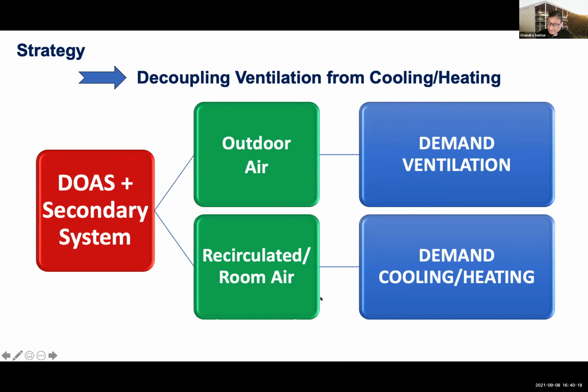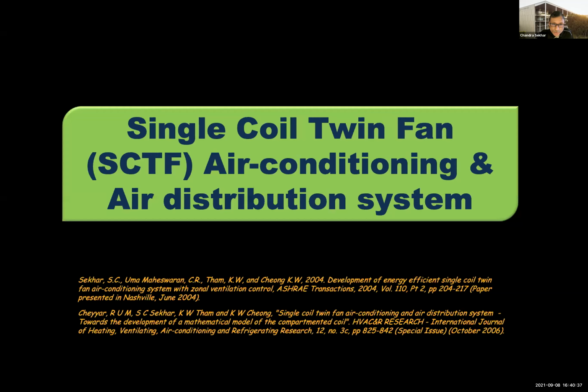And likewise, for the thermal comfort requirement, the thermal needs, we can use the room air, the recirculated air, and do great things with that. We don't have to move all the room air to the air handling unit, the central AHU. Why can't we handle that within the space? There are technologies that do that, and I'm going to be talking about some of those as we go along.